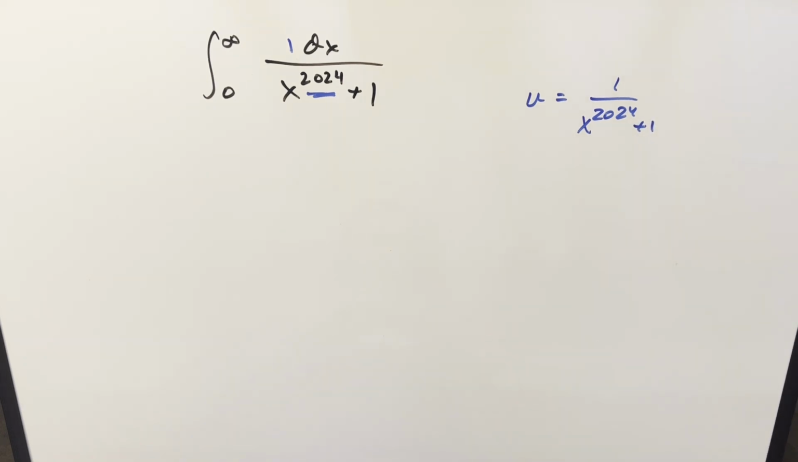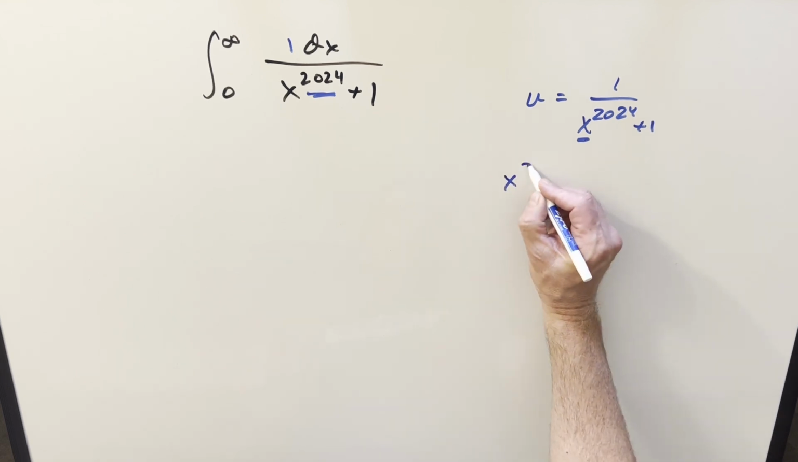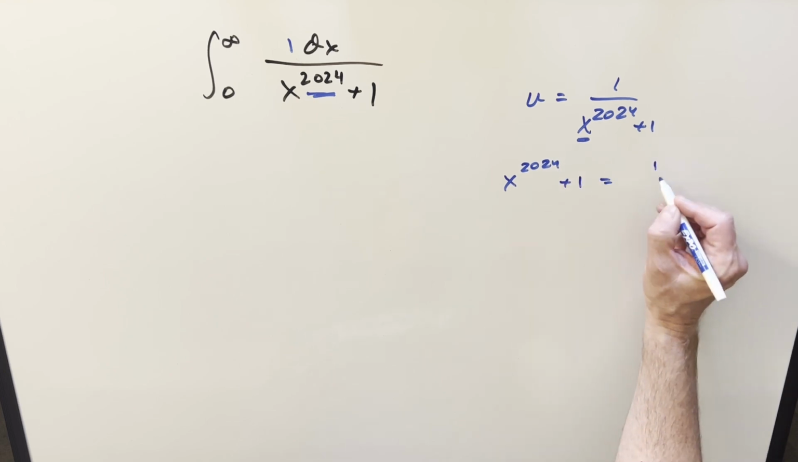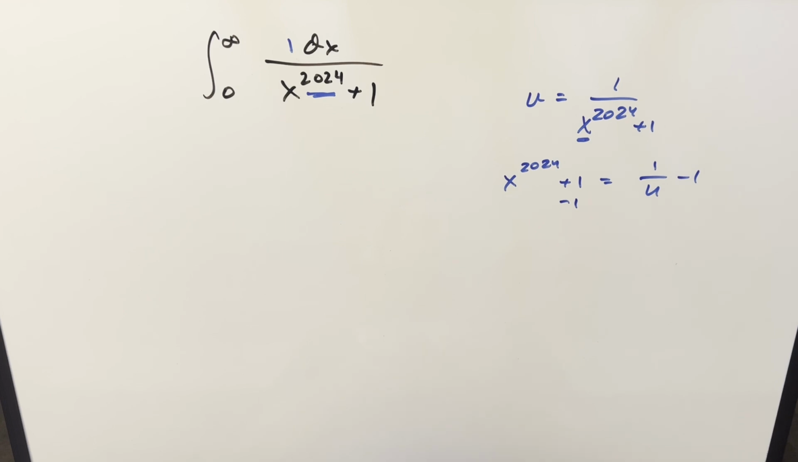We could take a derivative here, but I think what I want to do is solve for x first. It's going to be about the same. Either way, we're going to have some mess to deal with. So solving for x, we'll just kind of cross multiply. We'll have x to the 2024 plus 1 equals 1 over u. But then let's subtract 1 on both sides here like that.